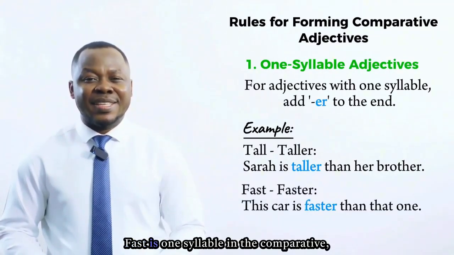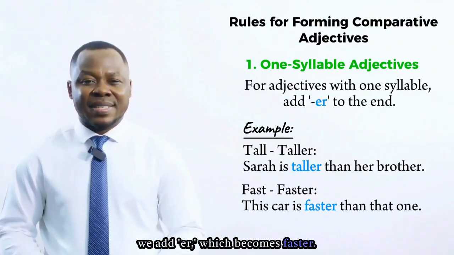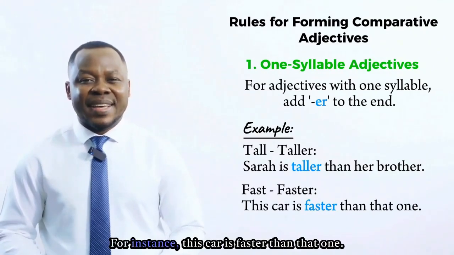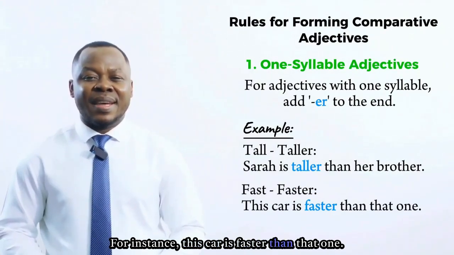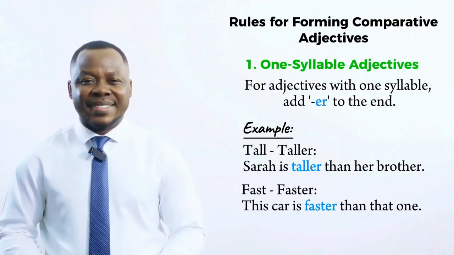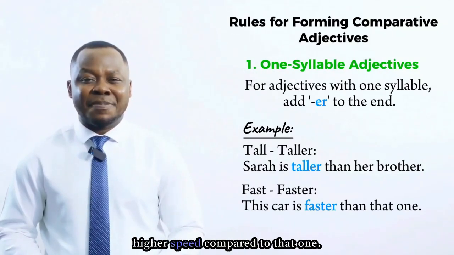Fast is one syllable. In the comparative, we add ER, which becomes faster. For instance, this car is faster than that one. Faster explains that this car has a higher speed compared to that one.